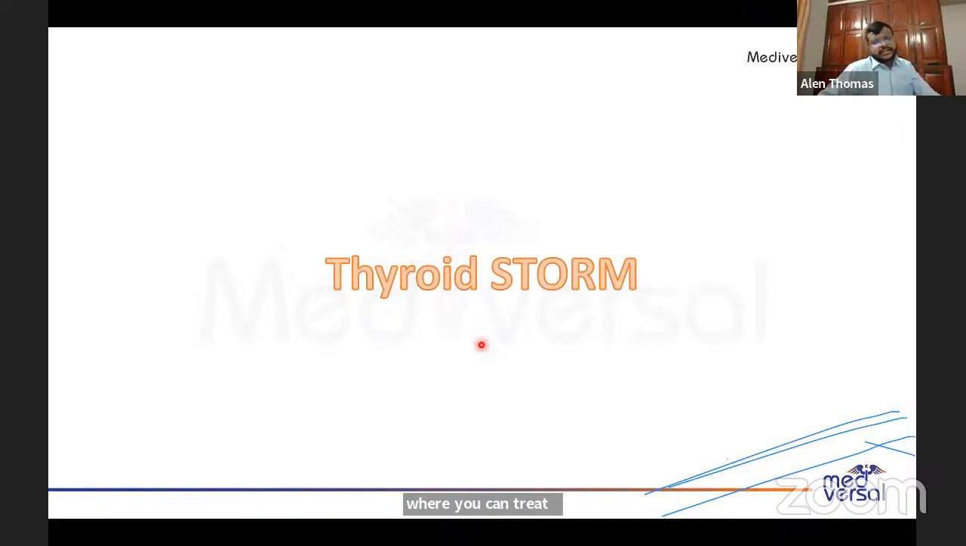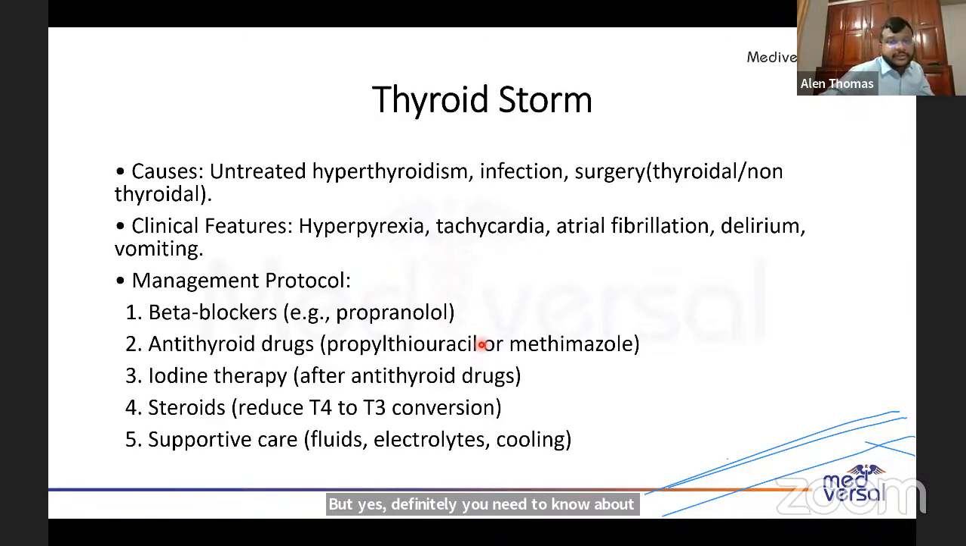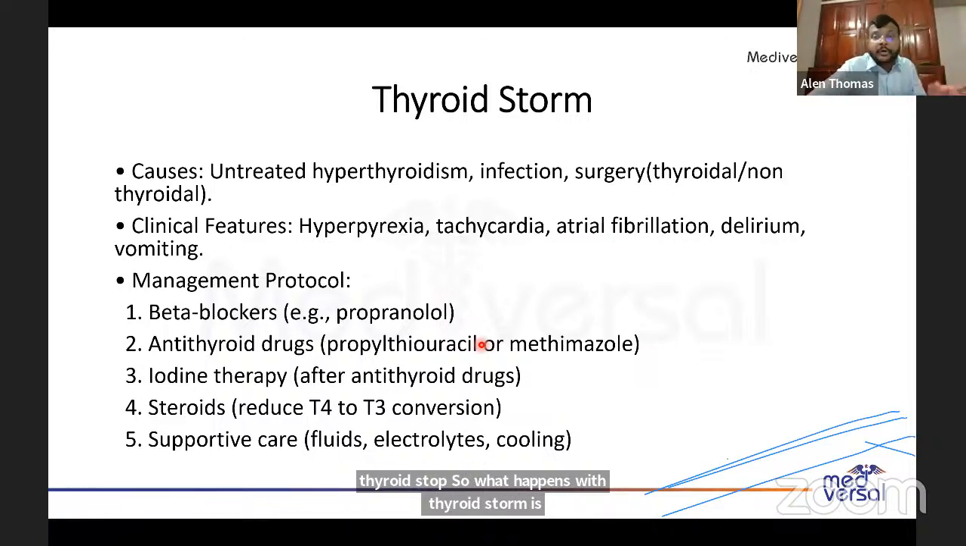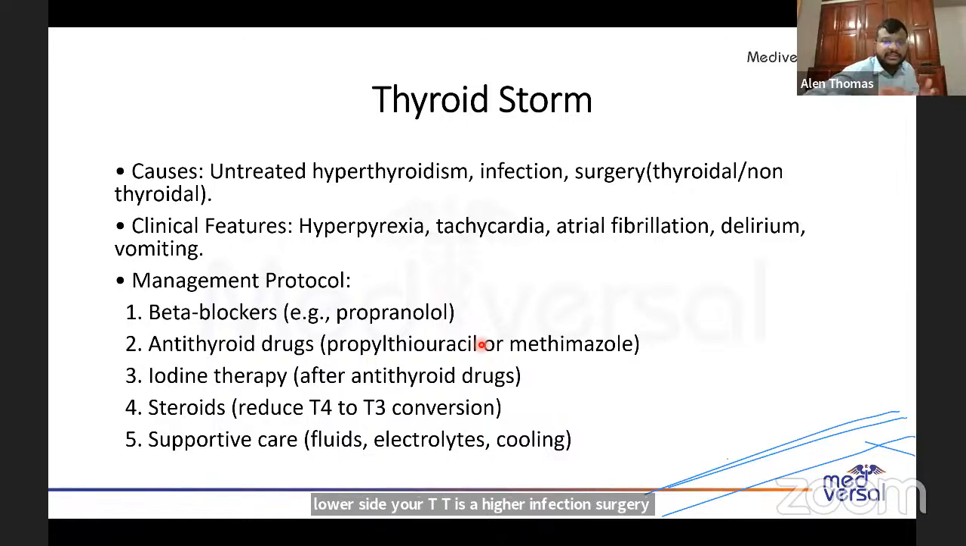I'm going back to the thyroid again after adrenal, because it's not so common, but yes, definitely you need to know about this. Thyroid storm. What happens in thyroid storm is untreated hyperthyroidism. Previously myxedema coma was hypothyroidism; this is untreated hyperthyroidism. So TSH, of course, is on the lower side, and T3, T4 are higher. Infection, surgery, thyroidal or non-thyroidal, could be the causes of a sudden spell of thyroid storm.